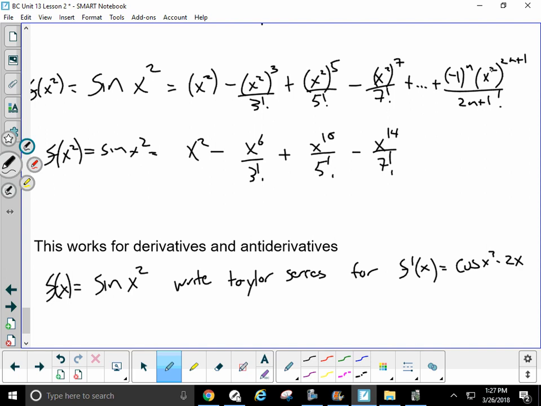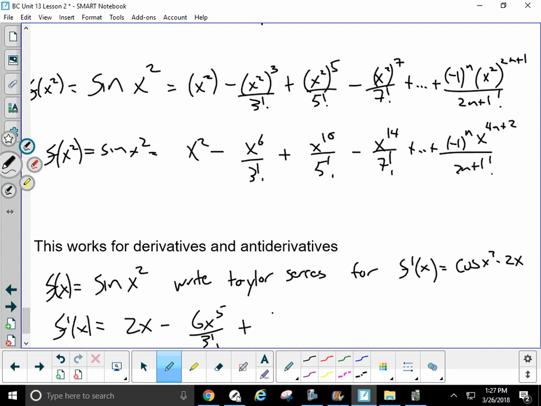Watch what I can do here. X squared to the 2n plus 1, you can multiply 2n plus 1 times 2, and you get that easy general form just by doing simple exponent manipulation: x to the 4n plus 2 over 2n plus 1 factorial. Okay, cool. Well, f prime of x, just take the derivative of this function: 2x minus 6x to the 5th over 3 factorial plus 10x to the 9th over 5 factorial minus 14x to the 13th over 7 factorial.